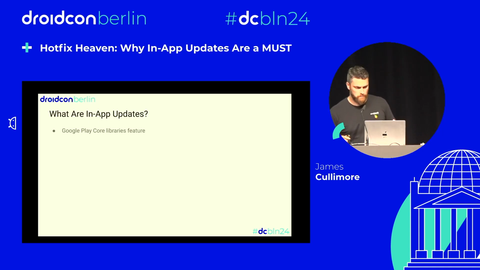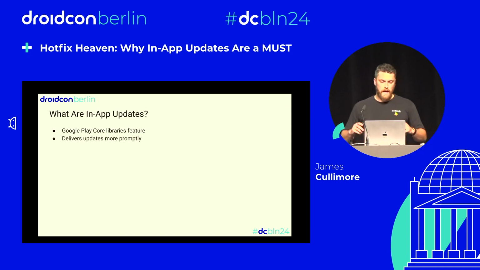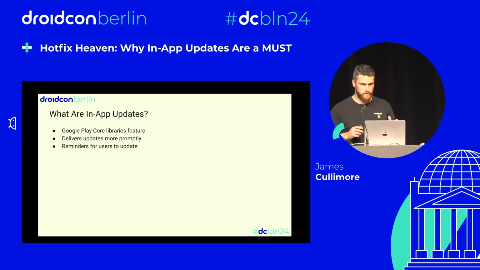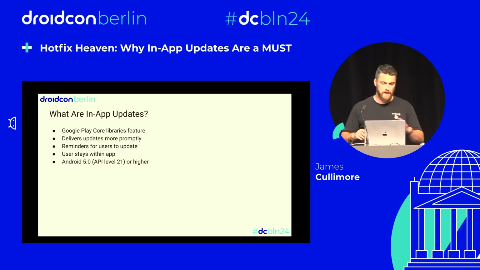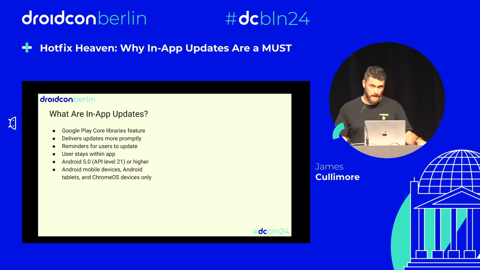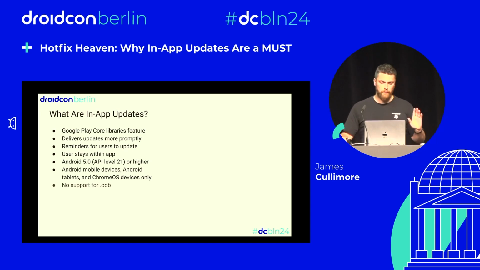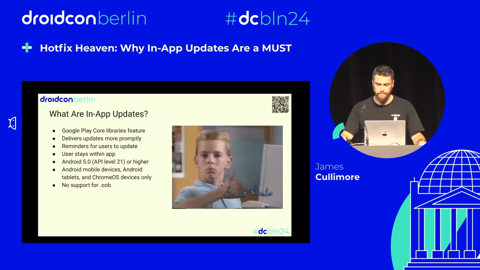In-app updates are a Google Play Core library. It used to be bundled together, now it's separate. And it delivers updates more promptly to your users. It can also be used as reminders for users that an update is available, all within the app itself, which means the user has the comfort of never leaving the app. It's available for Android 5.0 and higher, so API 21, and it's available for mobile devices, tablets, and Chrome devices only. It supports APK files and AAB files, but unfortunately, no support for OBB.